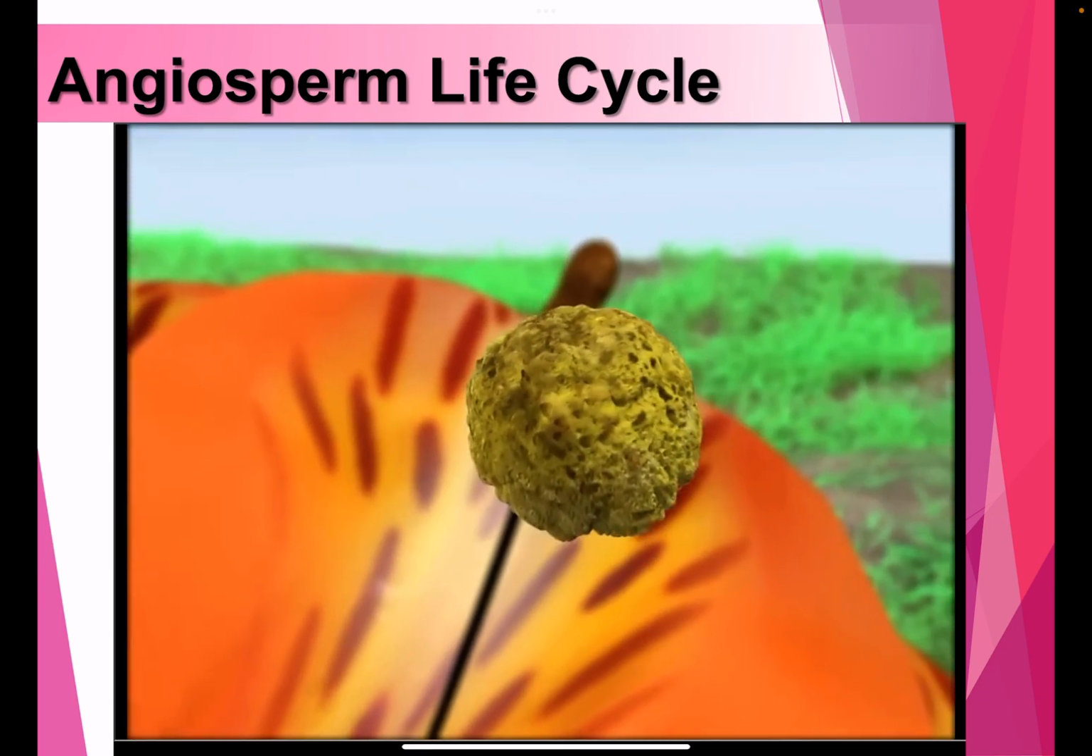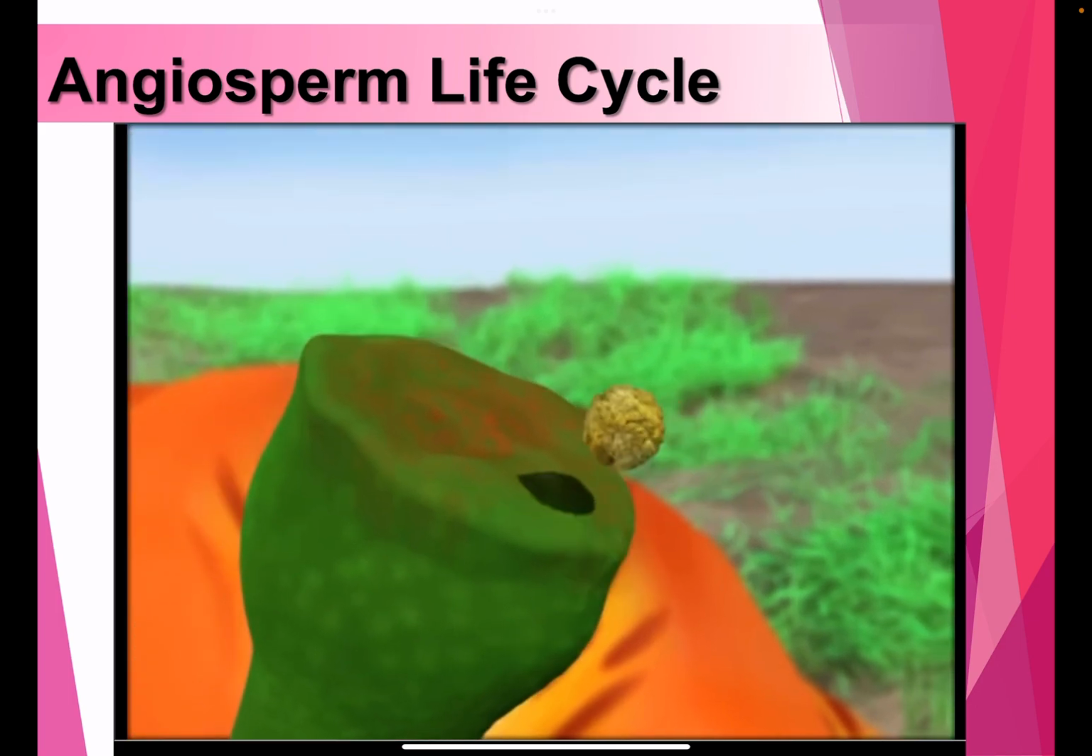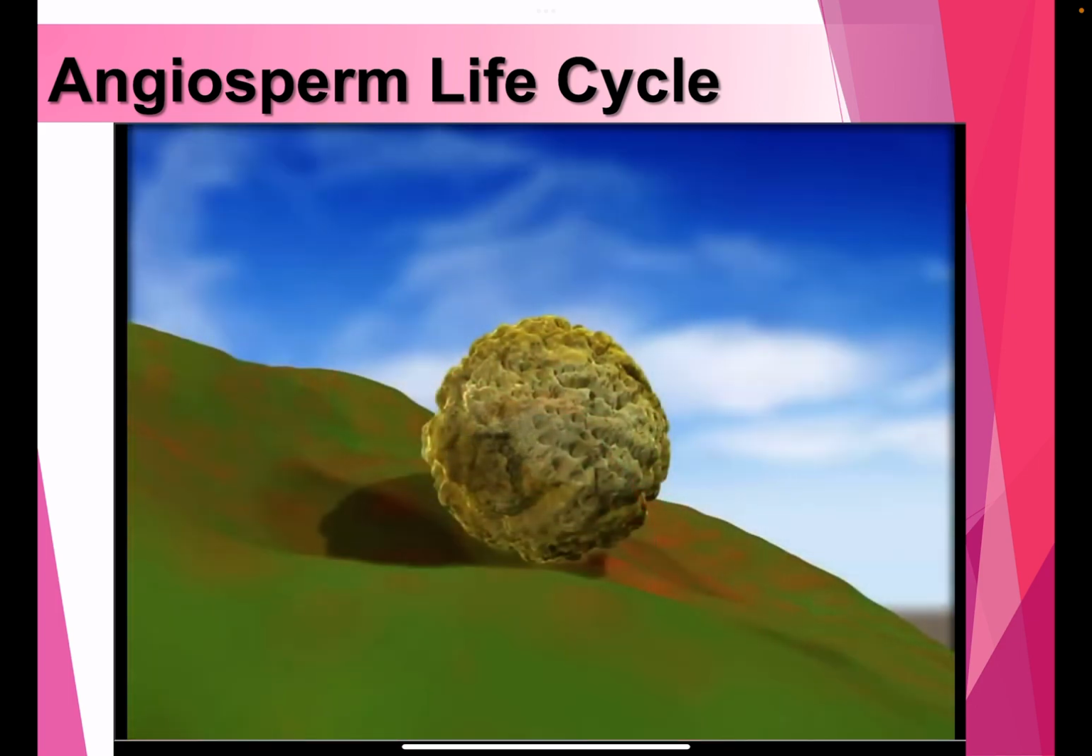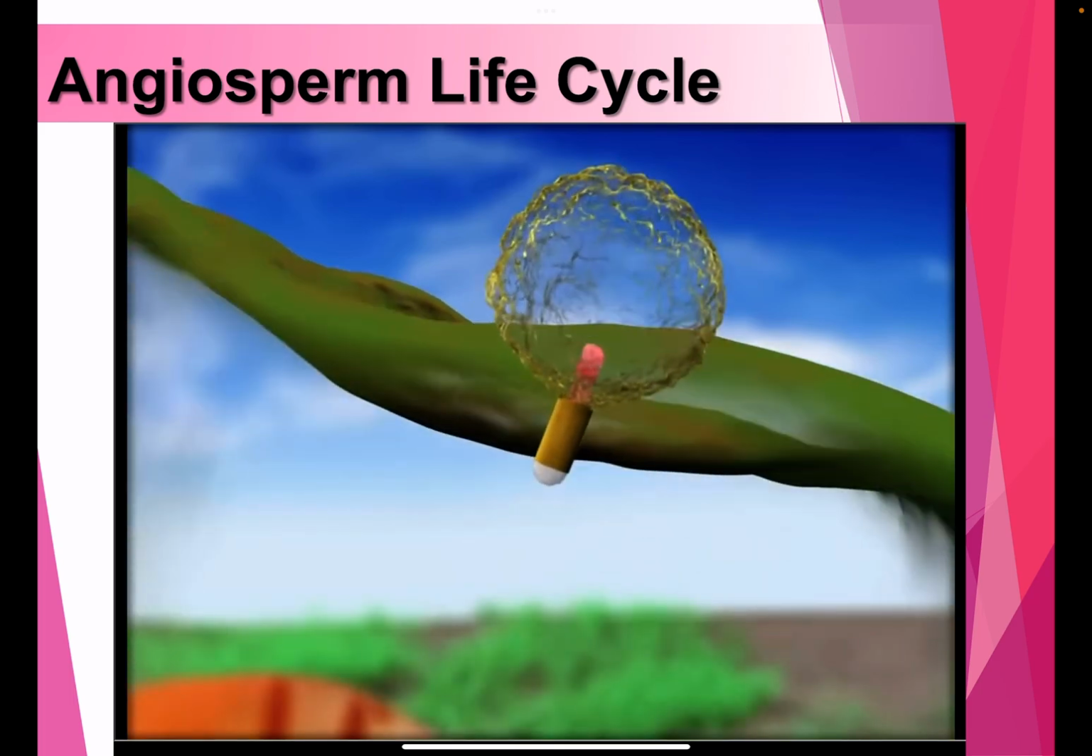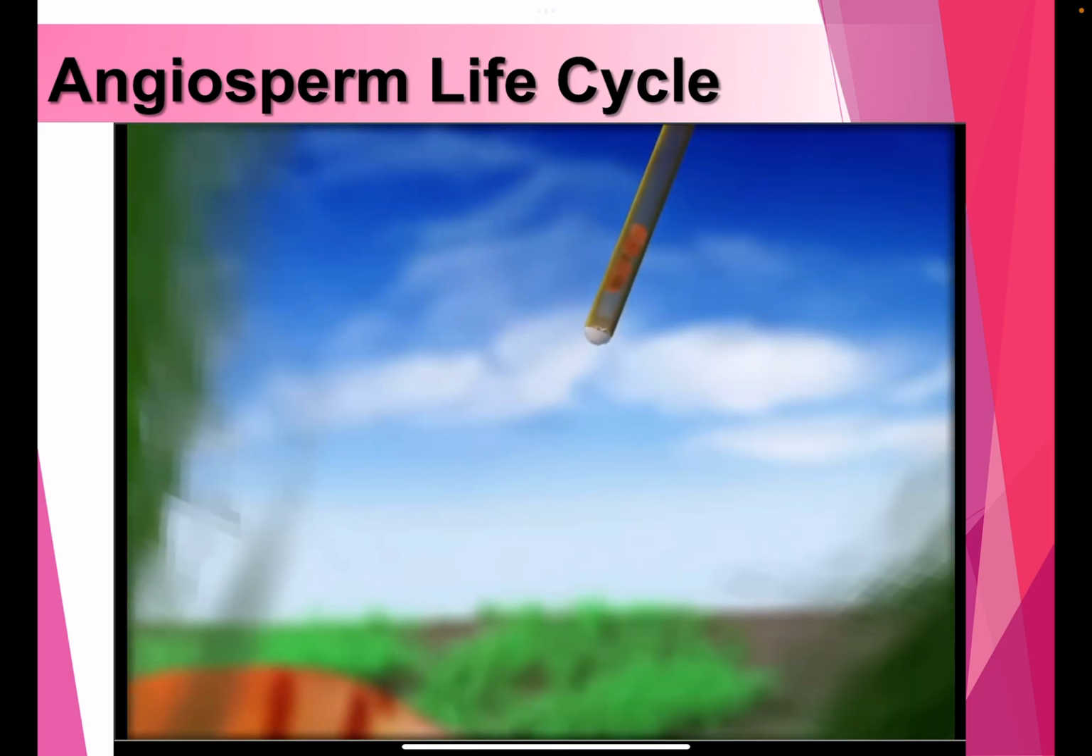Showing self-pollination here, but we said most likely we'd rather have cross-pollination. Once landed, it begins to germinate. The tube cell forms a long structure down the style and into the ovary.